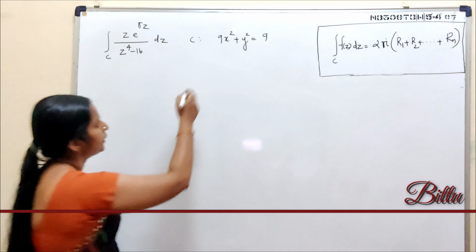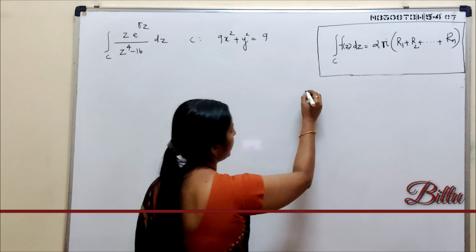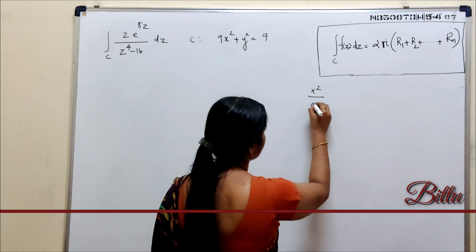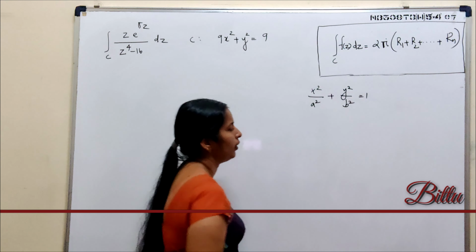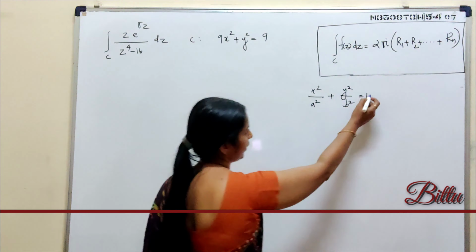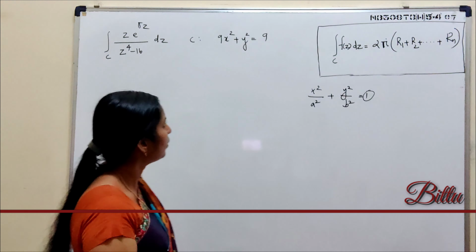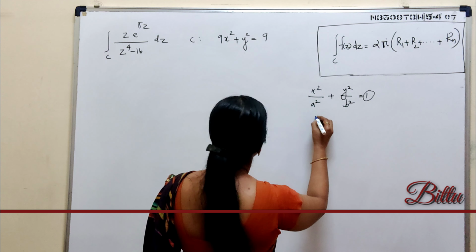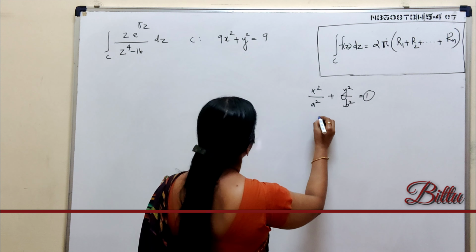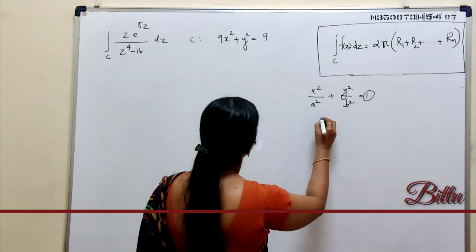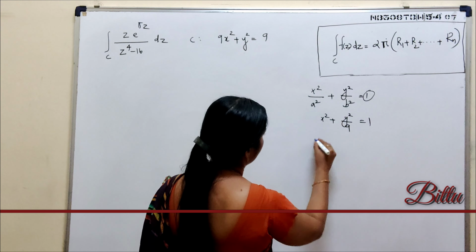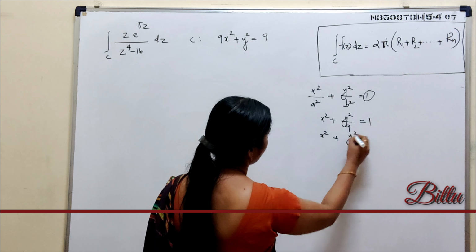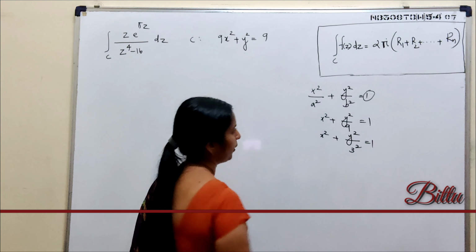C is an ellipse. We know the standard equation of the ellipse is x square by a square plus y square by b square equal to 1. For an ellipse, you have to notice its right side is 1. So, in the given ellipse, you have to make its right side 1. For that, you have to divide throughout by 9. So, x square plus y square by 9 is equal to 1. That is, x square plus y square by 3 square is equal to 1.